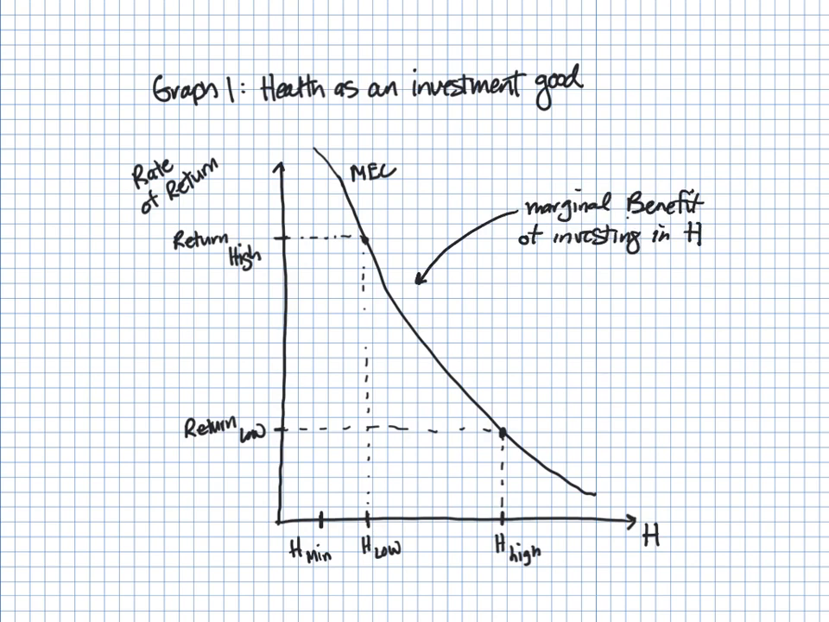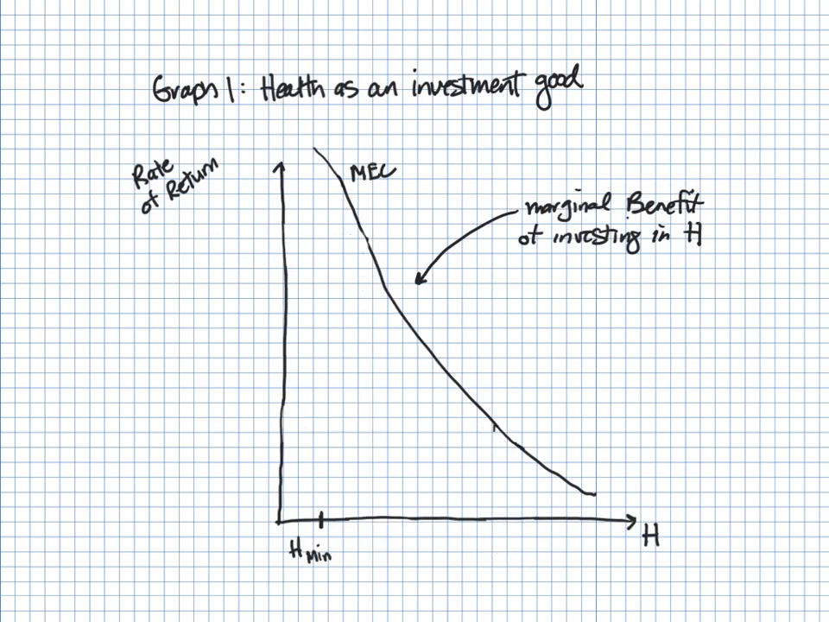So now the question becomes, how can we compare this marginal benefit to the marginal cost? Well, we can think of investing in H as having two costs. If we put time and energy into producing H, there's an opportunity cost. What else could we do with that time and money that we're putting into health?